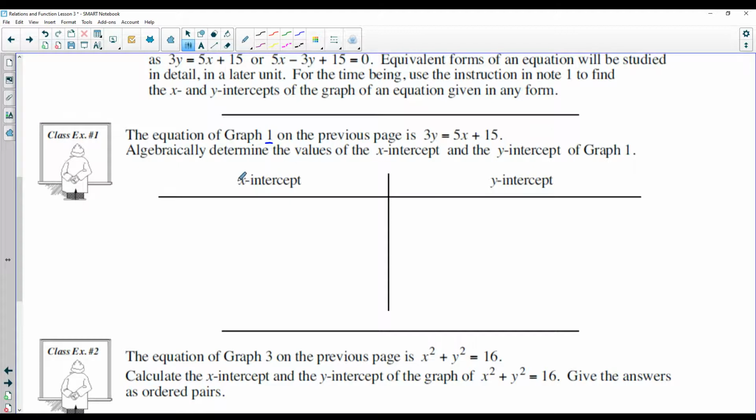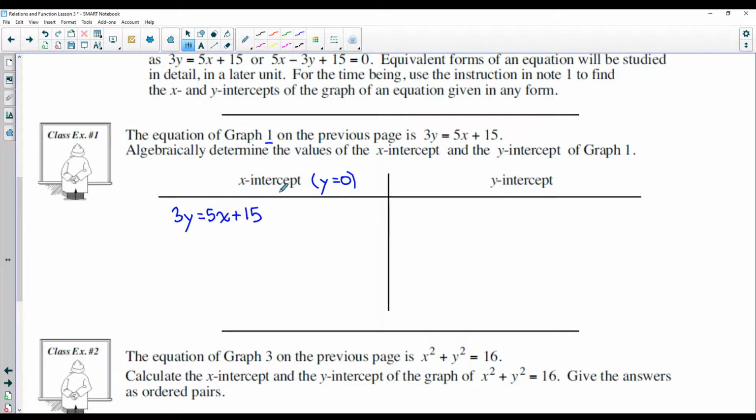Okay, so here's what you need to know. When you're trying to figure out the x-intercept of a graph, the x-intercept will always be where y is equal to 0. The reason being is if y is equal to 0, then your point has no height relative to the origin. So it's just simply along the x-axis. So let's write our equation down. We'd have 3y = 5x + 15.